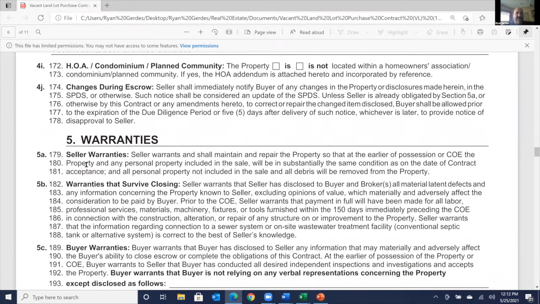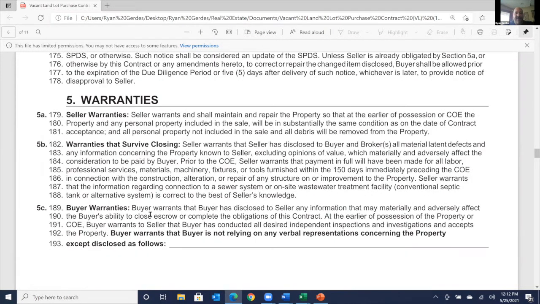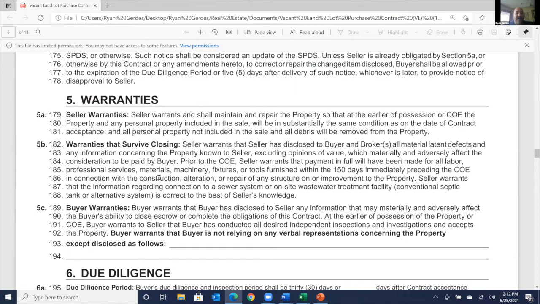Seller warranties. This is basically saying, seller, whatever you put in writing must be so. Just like the buyer, whatever you put in writing must be so. It must be true as well. Any warranties that survive closing are warranties that were essentially omitted or not disclosed or hidden from the buyer.